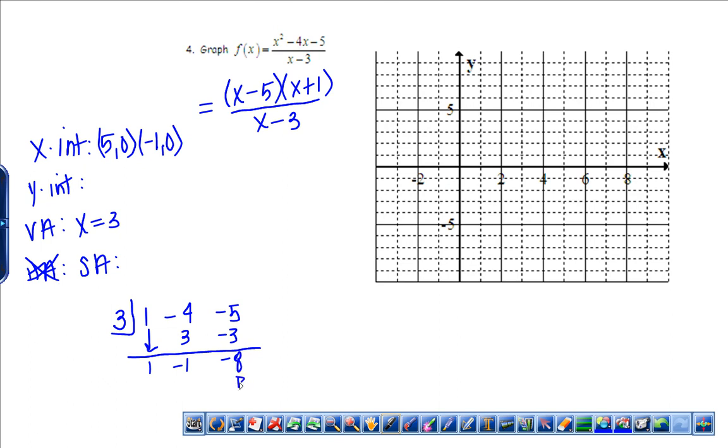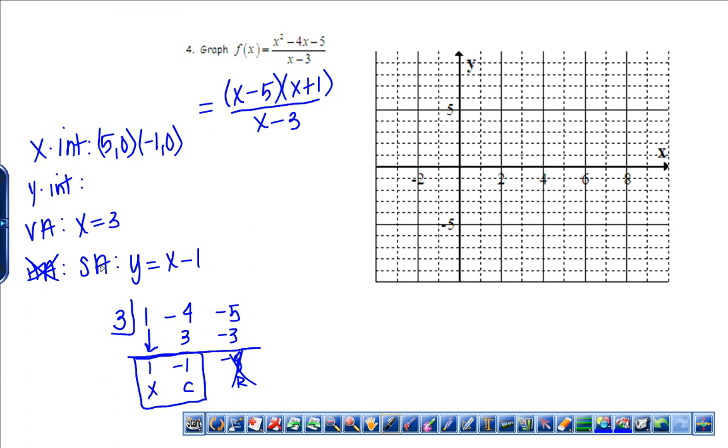Remember, this is your remainder, your constant, and this is your x value. The good thing about this is I could care less about the remainder. I only care about this right here. So my slant is y equals x minus 1, and that's all I care about. Okay?